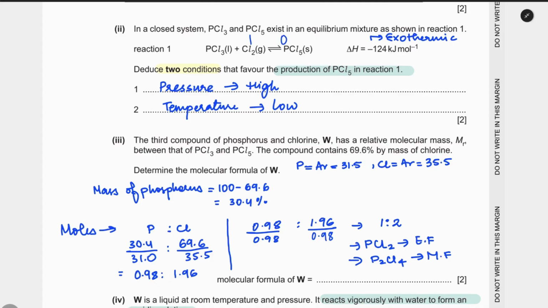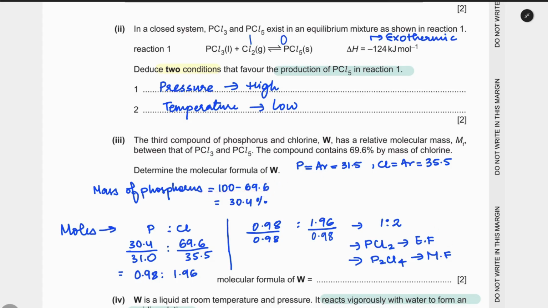Divide both sides by 0.98 to get a ratio of 1 to 2. Now we have got the empirical formula, which is PCl2, P from 1 and Cl2 from chlorine. Now we have been asked to provide the molecular formula.